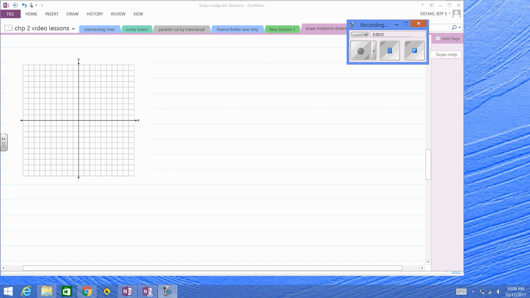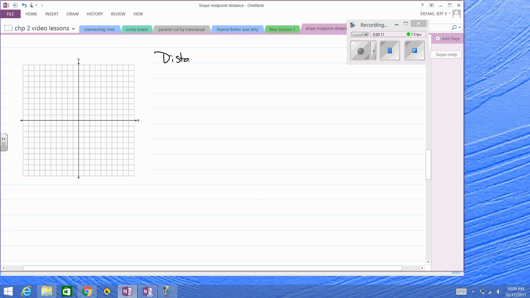Okay, so this next one will cover distance and a little bit of midpoint. Distance is going to be our focus, of course. We'll start with that. So distance or length between 2 points, or length of a segment. Okay, it'll work for either one. All right, they're pretty interchangeable.